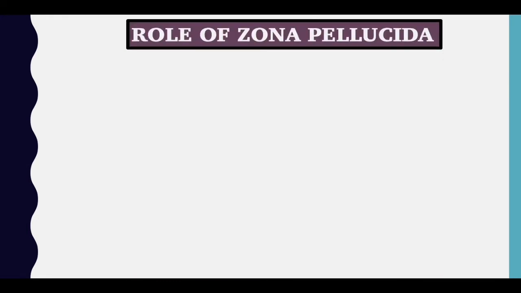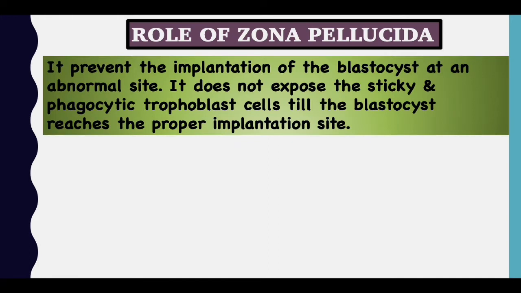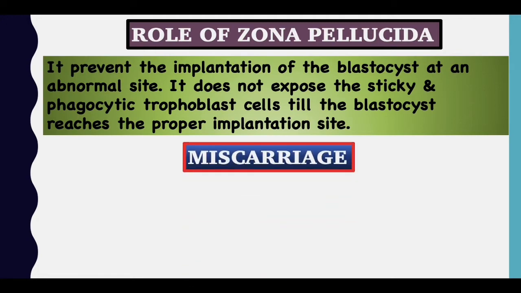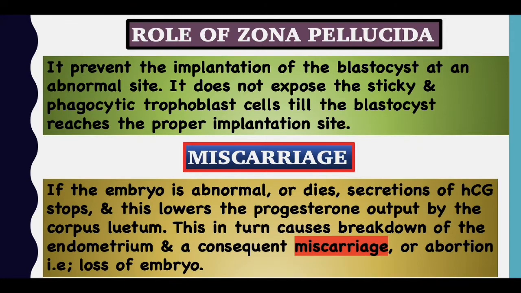After this, now the role of the zona pellucida. It prevents the implantation of the blastocyst at an abnormal site. It doesn't expose the sticky and phagocytic trophoblast cells till the blastocyst reaches the proper implantation site. Then miscarriage. What is miscarriage?